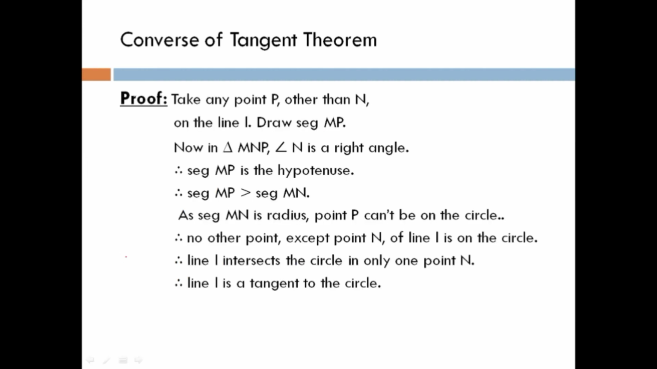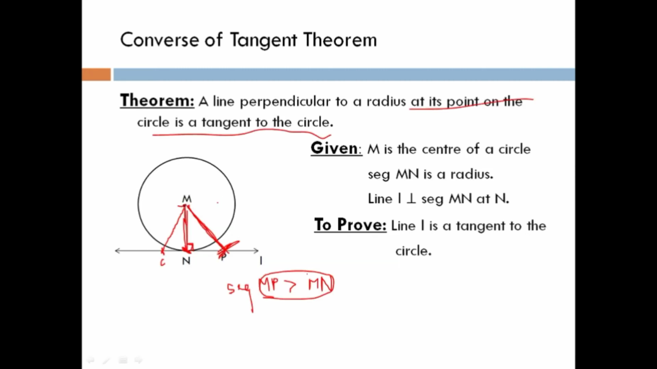Now in this slide I have written the explanation for that. That is, take any point P other than N on the line L. This is what we did. Now draw segment MP which joins that line like this way, right? So this was the point P somewhere, and this was the radius. So we just join that, and what we got is a right angle triangle, right? So segment MP is the hypotenuse, and segment MP is greater than segment MN. So this is greater than this MN, right?